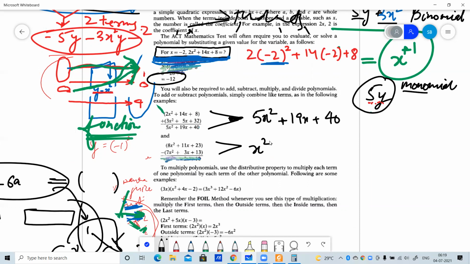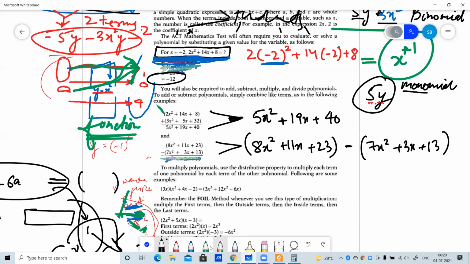So it would be 8x. That will confuse me. I probably have to write a minus over the plus sign. And 23 minus 13. What you can do here, you can just write it as 10. You can write the question like this: 8x squared plus 11x plus 23. Then you'll write minus 7x squared plus 3x plus 13.